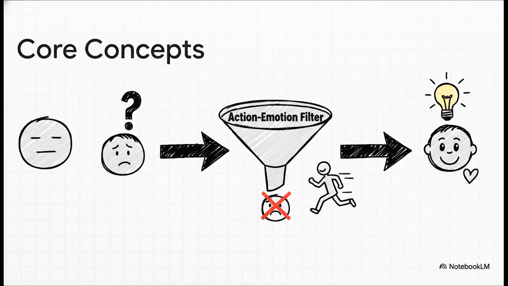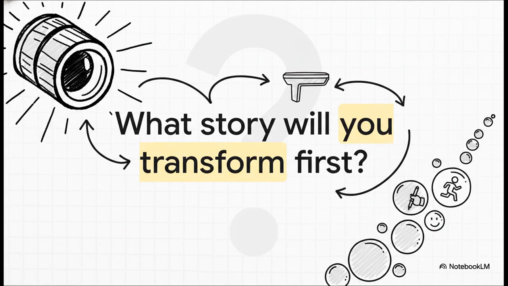So let's just recap the big ideas real quick. The problem? Adjectives tell people what to think, but they don't create any real feeling. The solution? The action-emotion filter. The rule is simple and so powerful. Delete the emotion word and describe a physical action instead. And the result? You finally make your listener feel the story, not just hear it. This filter really does change everything. It's the difference between just reporting on an event and actually pulling someone into the experience with you. So as you go about your day, just think about this. What story will you transform first?